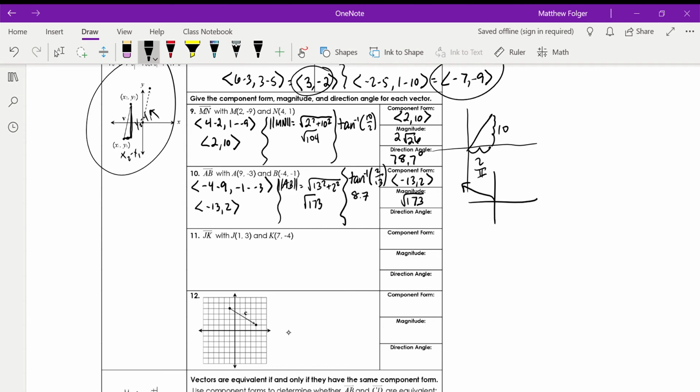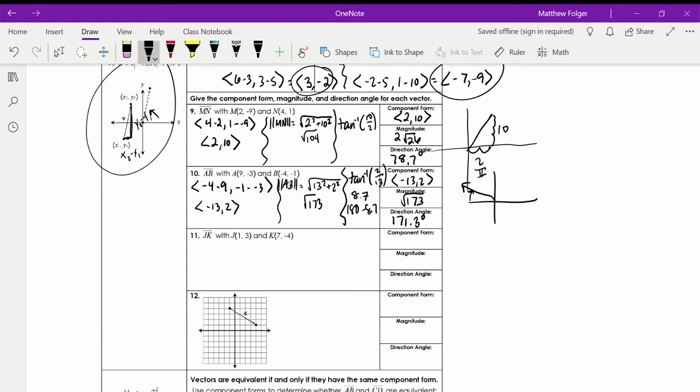But I need to put that in the second quadrant, so I need to do 180 minus 8.7 is 89.7. No, it is not. I typed something in wrong. 180 minus 8.7. Give me just a sec. Sorry, 171.3. So there's the direction angle. And that makes sense because it has to be going in the direction of that quadrant.